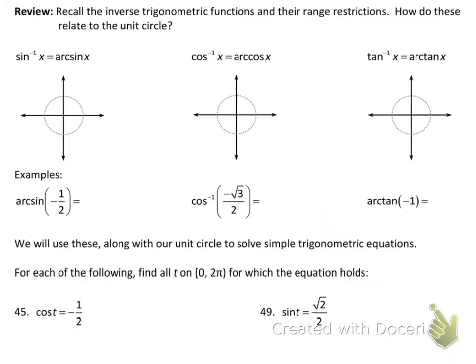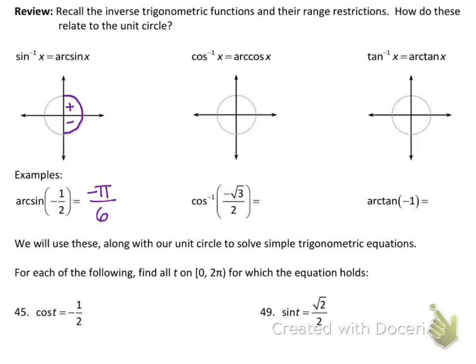Okay, so if we go back and review the inverse trig functions and their range restrictions, we're going to relate it to the unit circle. For sine, we were in quadrants 1 and 4, where quadrant 1 was positive and 4 was negative. So if I go straight to that example below it, arcsine, which is sine inverse, at negative 1/2 is going to give me a negative value. So we're in quadrant 4, so we're going to get negative pi over 6.